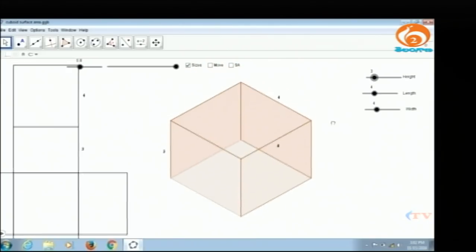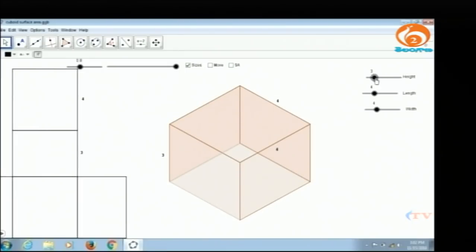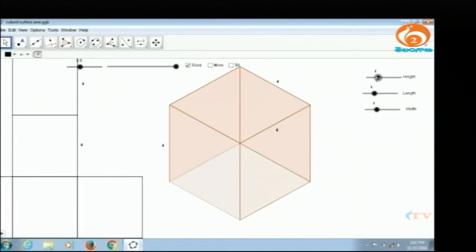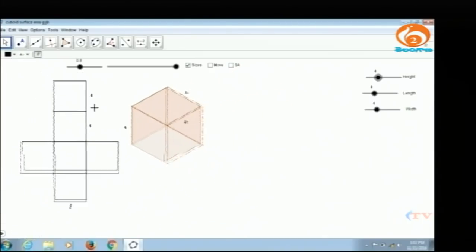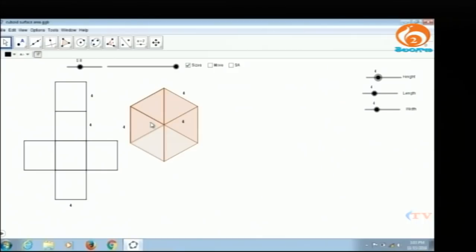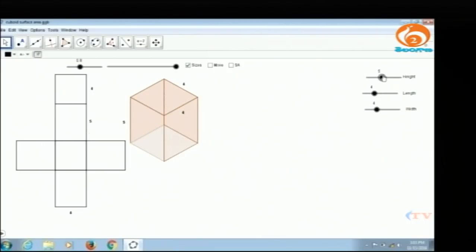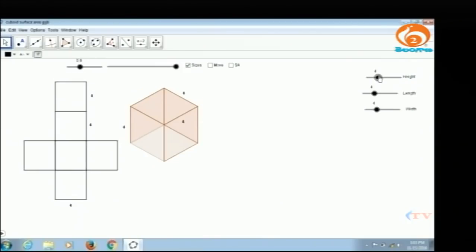Now, if we see, all the dimensions are the same. If all the dimensions are the same, what happened? Earlier this was a cuboid. Now, this is a cube.